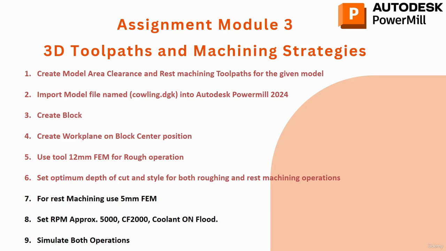Set RPM approximately 5000 and cutting speed 2000, and coolant on flood. Simulate both operations and check your assignment. So you have to follow all these steps and the file is attached with the assignment.